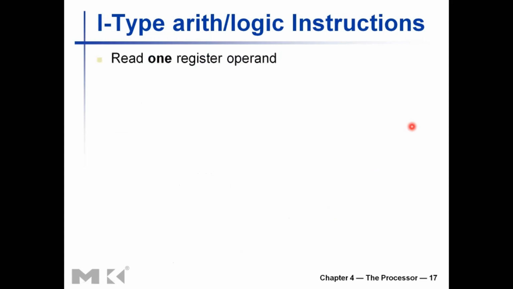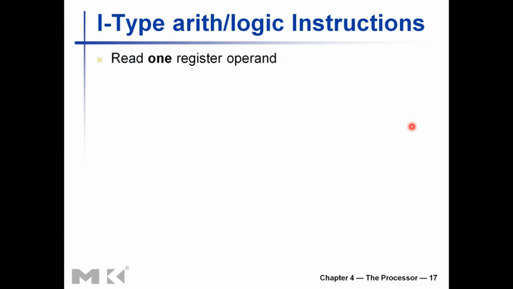Right. So in I-type, arithmetic or logic instructions. Now I-type has different kinds of instruction: arithmetic and logic, then load word, store word, memory access type instructions, and branch type instructions. So this is only for arithmetic and logic I-type instruction.